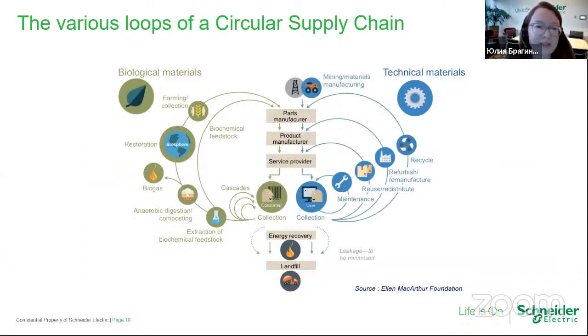At this slide, you can see various loops of the circular economy. At the left side, you can see the loops of biological materials, and at the right side, the technical materials. The technical materials can move around this circle through different stages, such as maintain, reuse, refurbish, and recycle. And only after the last stage, recycle, the product which is not used can be divided into different parts and go back to the circle of this circular economy model.